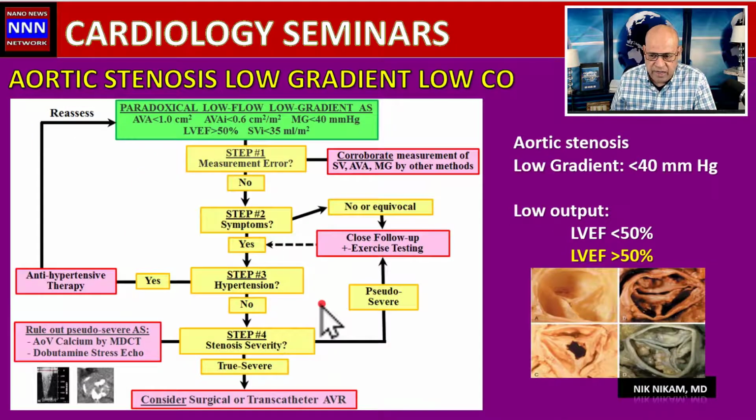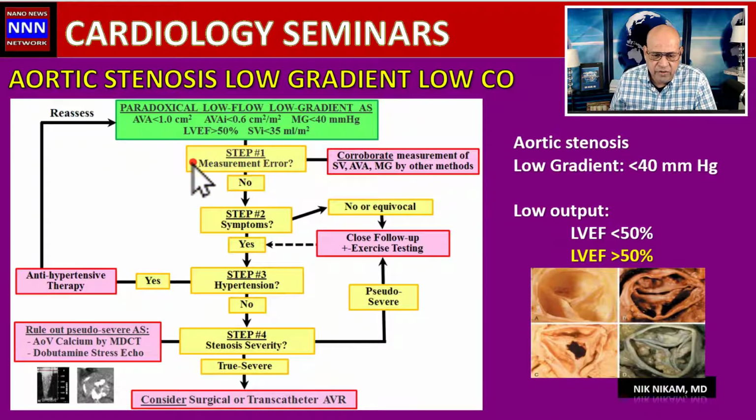Here is something we can do in patients with low flow, low gradient aortic stenosis. Let's take, for example, an aortic valve area of less than 1 centimeter squared or 0.6 centimeter squared per meter squared body surface area, and a mean gradient of less than 40 millimeters of mercury with a preserved ejection fraction of 50%, but a stroke volume of less than 35 ml per meter squared. That's the hypertrophic type, which I showed you in the previous slide. So what are we going to do?